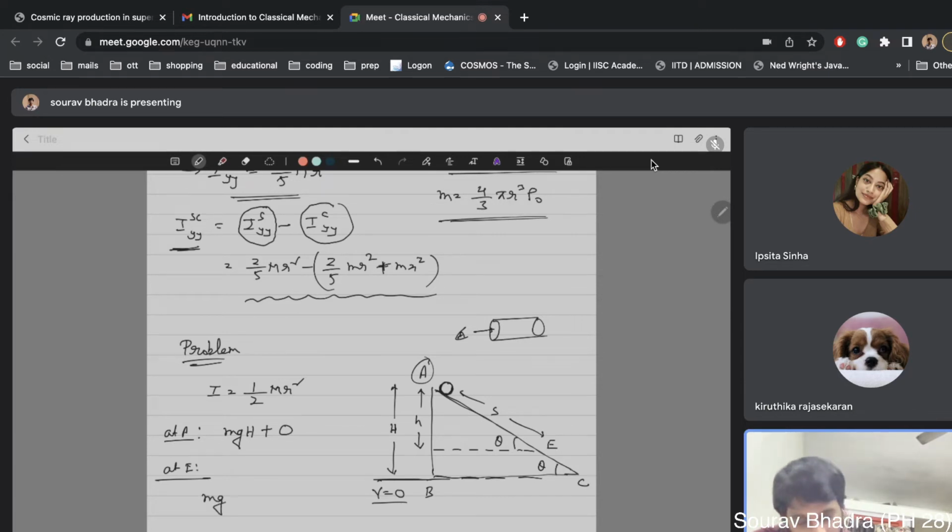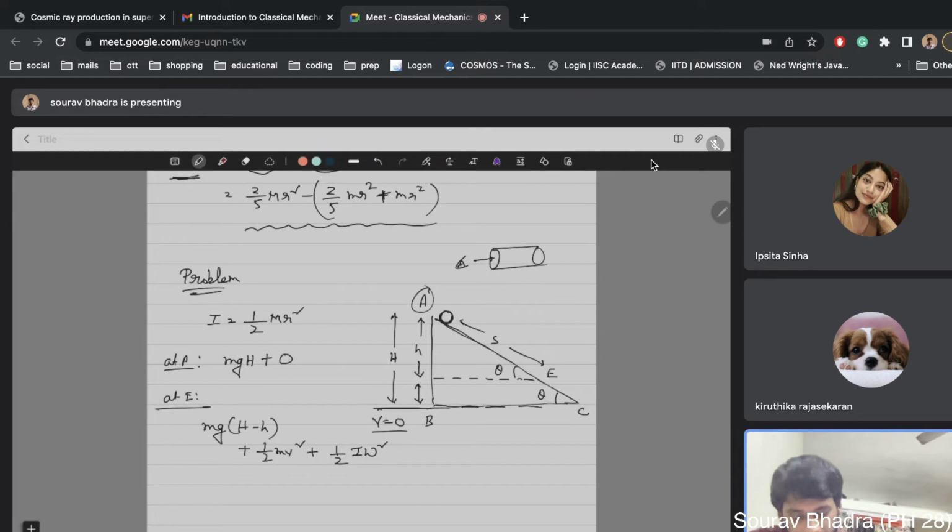One is the potential energy m g (capital H minus h), because this is the capital H minus h part, which is the potential energy at E, plus half m v square, where v is the velocity, plus half I omega square. I is the moment of inertia and half I omega square is the kinetic energy due to rotation, and half m v square is the kinetic energy due to translation, where v is the translation velocity. According to conservation of energy, these two must be the same.